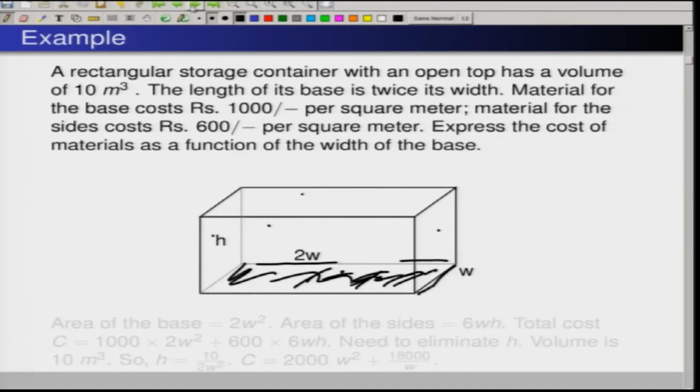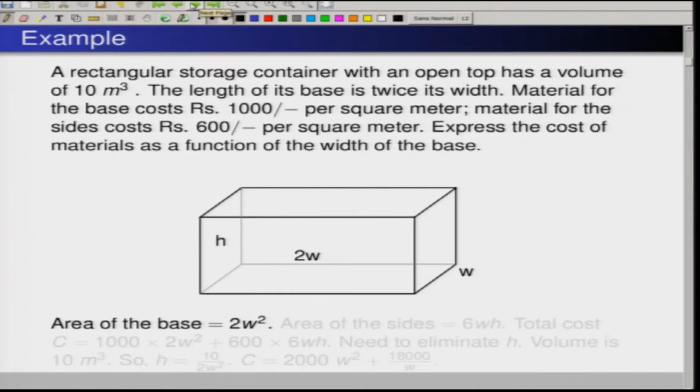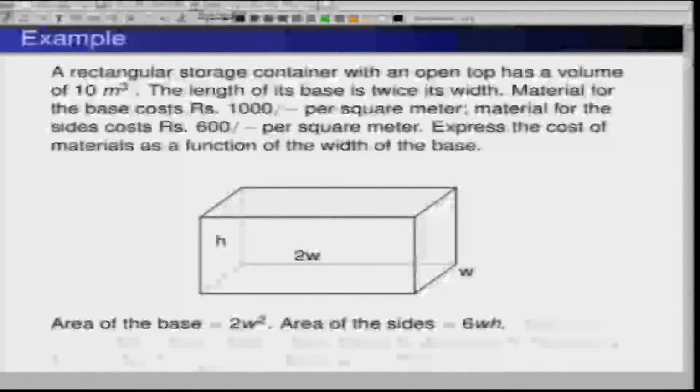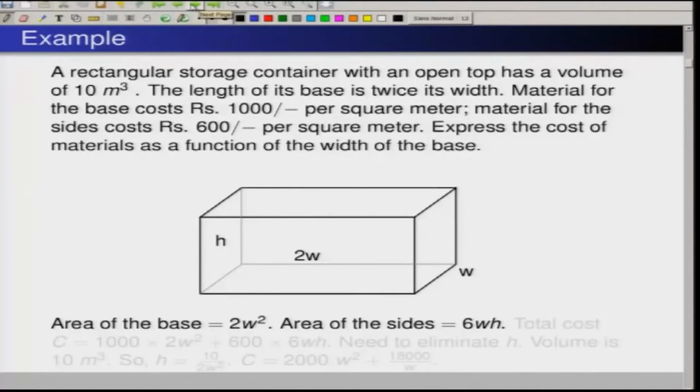Okay, so now it is simple. What is the area of the base? Let me take w to be the width of the box, then this is 2w. So, the area of the base is 2w square. Now, the area of the sides: these two sides are going to be 2WH plus 2WH, that is 4WH, and then these sides are WH plus WH, that is 2WH. So, this is going to be 6WH if we consider H to be the height.